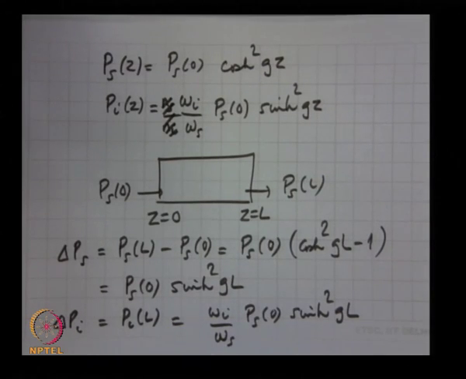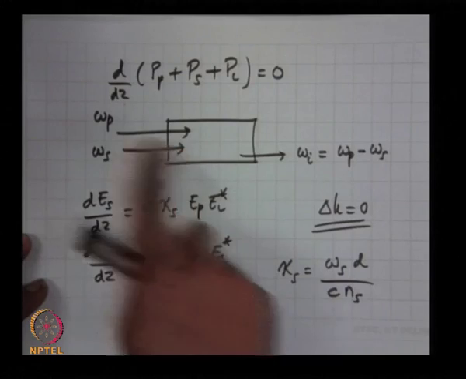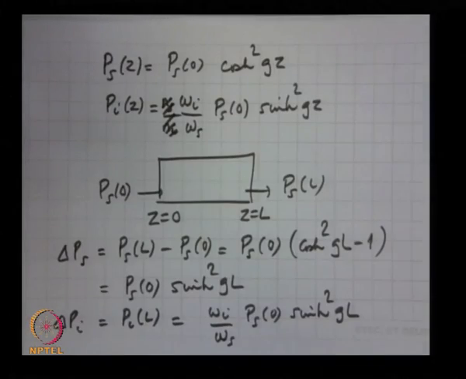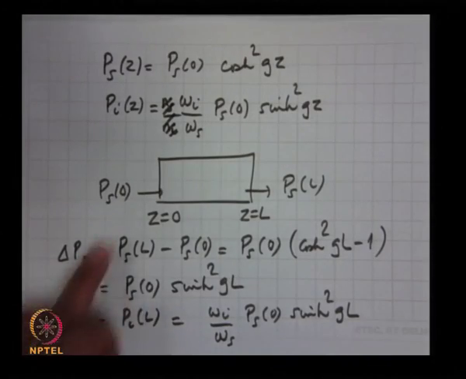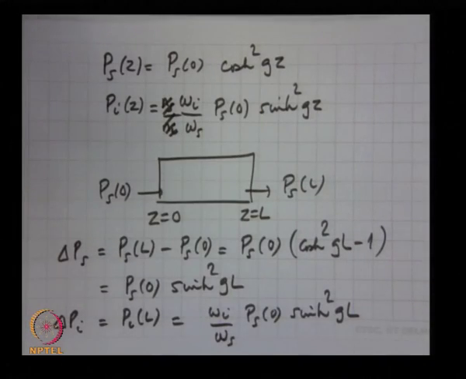And also notice that there is no dependence on phase. No matter what the phase of this input signal is with respect to the pump, PS is always increasing with z. Cosh squared gz is an increasing function of z. So this is a situation where it acts like a phase insensitive amplifier. This amplification process is insensitive to the phase of the input signal.